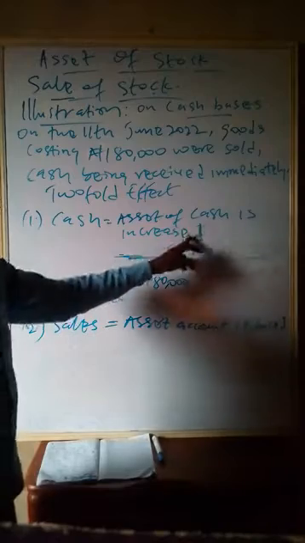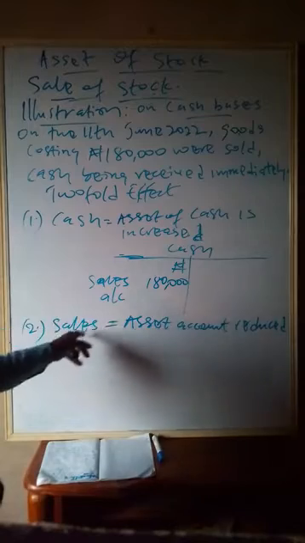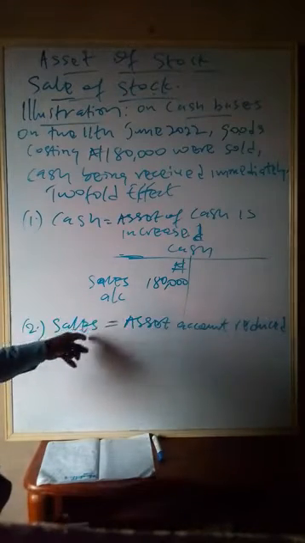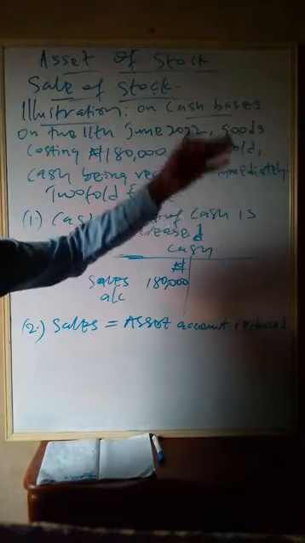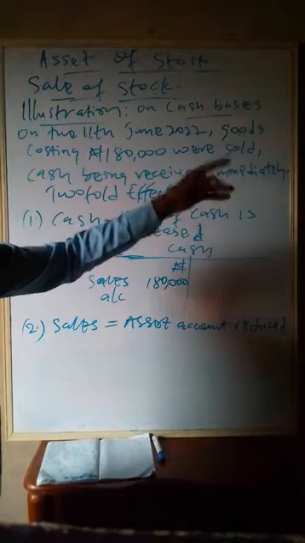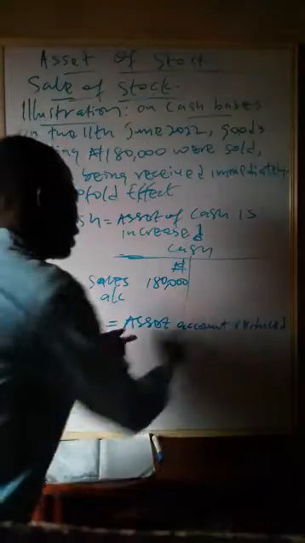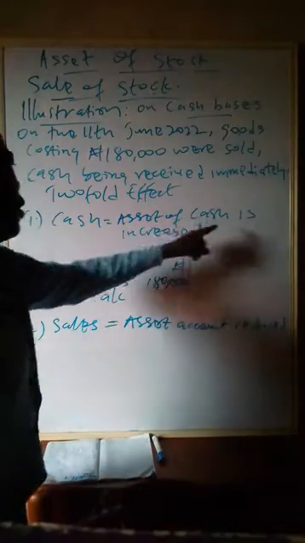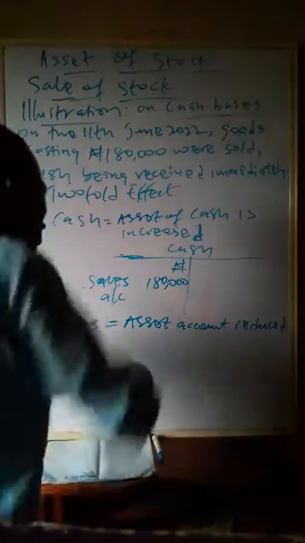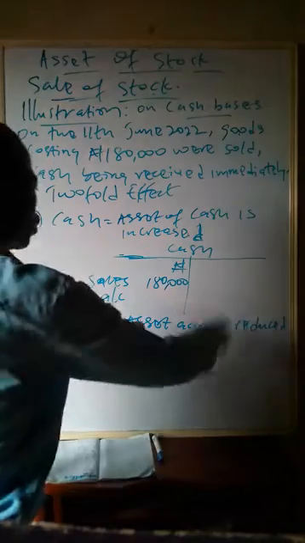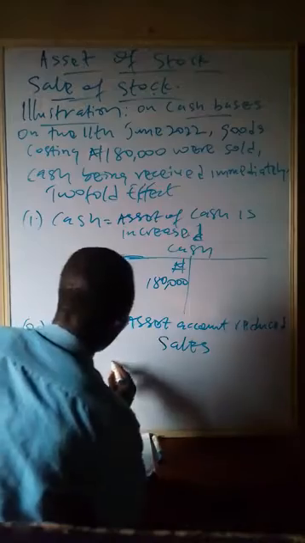Asset of cash is increased. The asset account, that's asset of stock, is reduced, because what gives rise to sales is stock. That's why I call it asset of stock: sales, purchases, return inward, return outward, carriage outward, carriage inward, cash account, bank account, customer account, all those are asset of stock. The effect: one, asset of cash is increased, that is why we debit. The asset account of sales is reduced, and when assets reduce, you credit. That's why you have sales here.